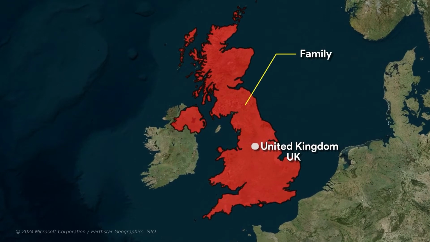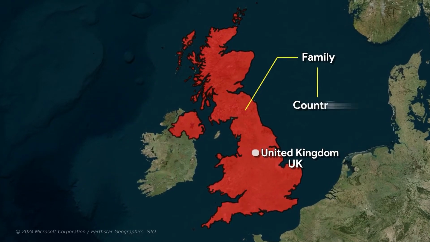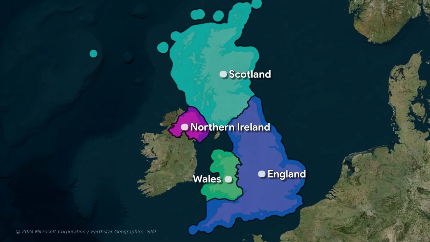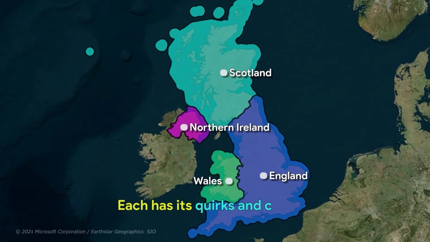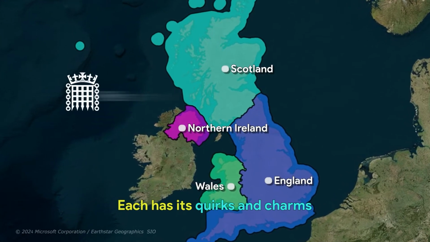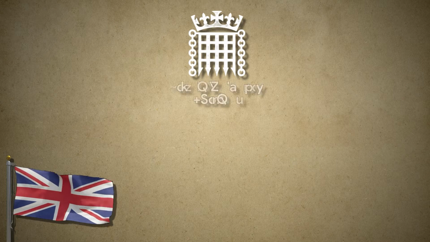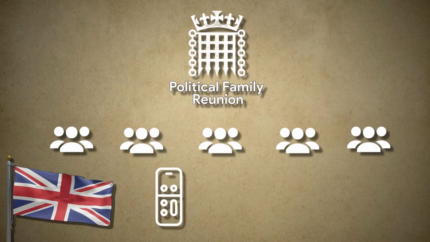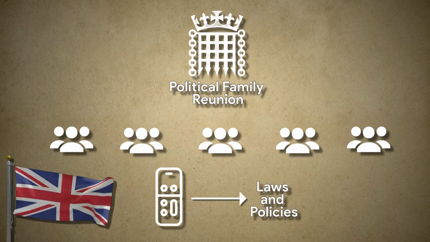You can think of it as a family, but instead of siblings, it has countries. This family includes England, Scotland, Wales, and Northern Ireland. Each has its quirks and charms, but they all share a living room called Parliament. It's sort of a big political family reunion where everyone gets to argue over who controls the remote, or in this case, laws and policies.